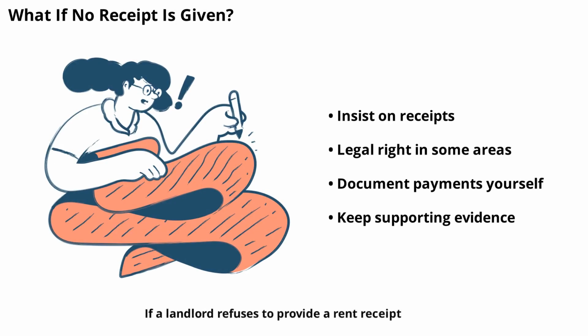If a landlord refuses to provide a rent receipt, tenants should politely insist on one, especially for cash payments. In some places, it's a legal right. If a receipt is still not provided, tenants can document the payment themselves and keep any supporting evidence, such as bank statements or witnesses. It's important to communicate clearly and keep records to protect your interests.